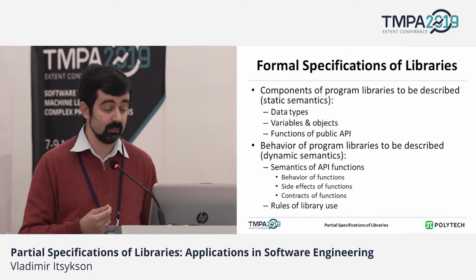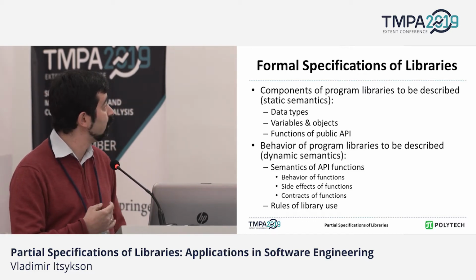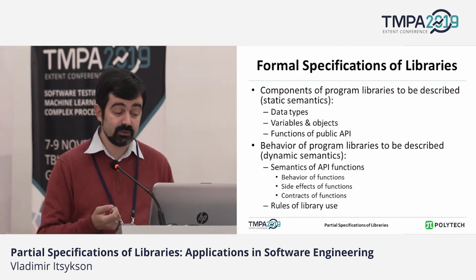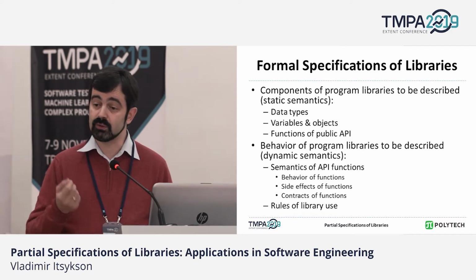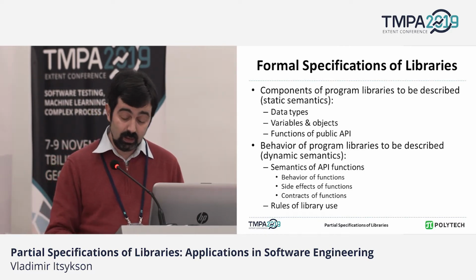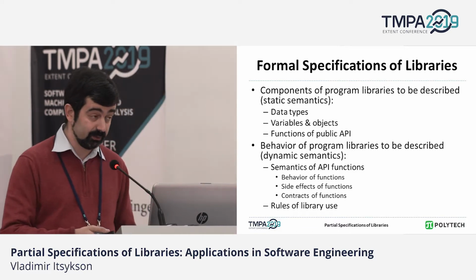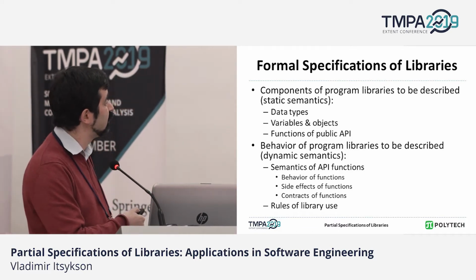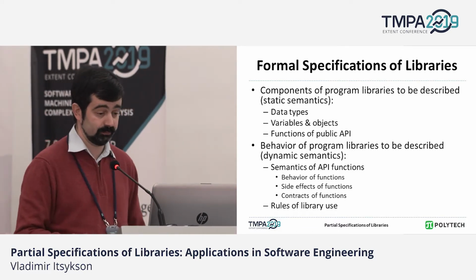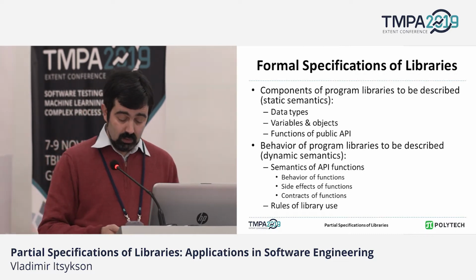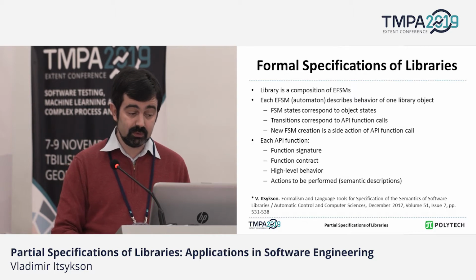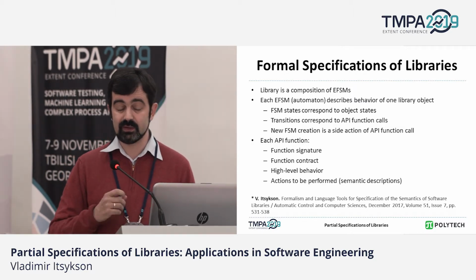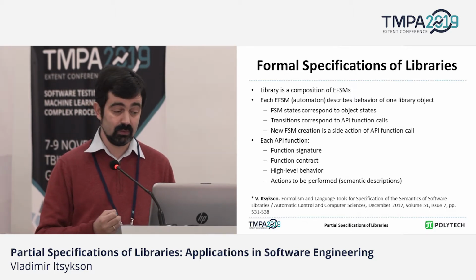semantics of the library. Dynamic semantics consists of the semantics of API functions, behavior of API functions, side effects, and contracts of API functions, and the main part of the formalism is the rules of library use. As a result, a library is a composition of extended finite state machines.